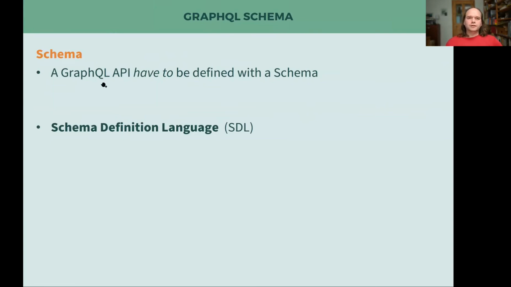So our GraphQL API has to be defined with a schema. That means you have to write a schema. It's not optional. You have to write it. There are several ways to do this, and the standard way is to use the schema definition language, which is also specified in the GraphQL specification. There are other ways you can use programming languages for that, but I will show you how to do this with the schema definition language.